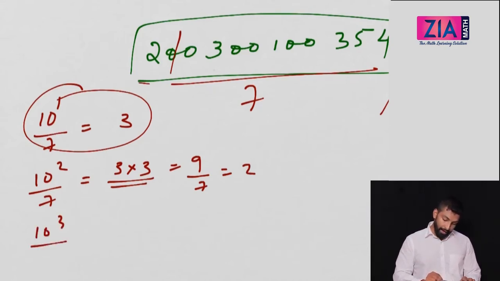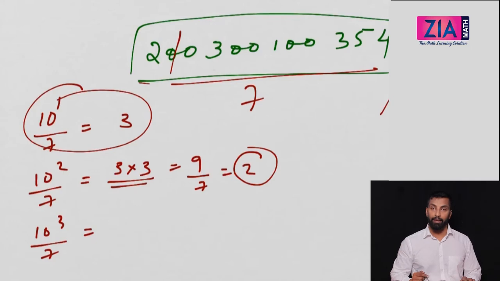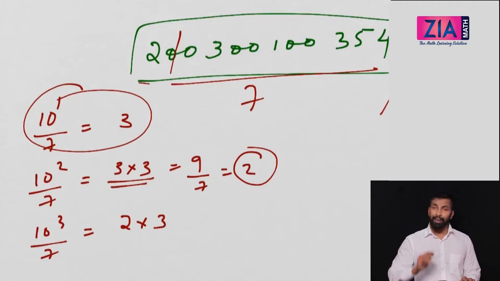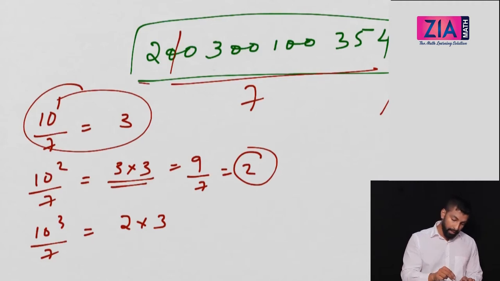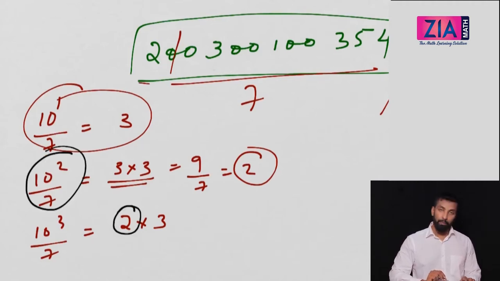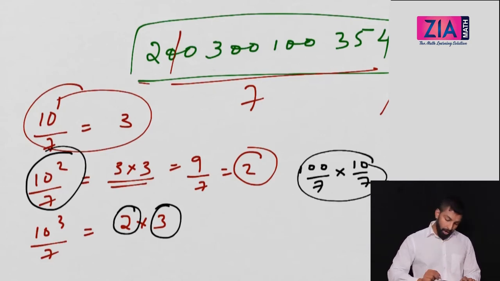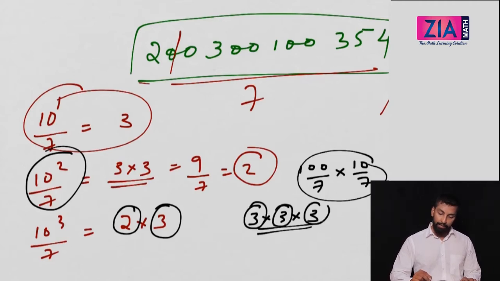Now 10 raised to 3 divided by 7: you have 10 square by 7, 2 is the remainder, 10 by 7, 3 is the remainder, right? So you can write it as 2 into 3. Rather than dividing 1000 by 7, you can just write it as 2 into 3. Why? Because 2 is the remainder when you divide 100 by 7, and 3 is the remainder when you divide 10 by 7. So it's actually 100 by 7 into 10 by 7. Basic remainder theorem you are applying. Or this 10 cube you can also write it as 3 into 3. I hope you understood. Why? Because this is 10 by 7, this is 10 by 7, this is 10 by 7.